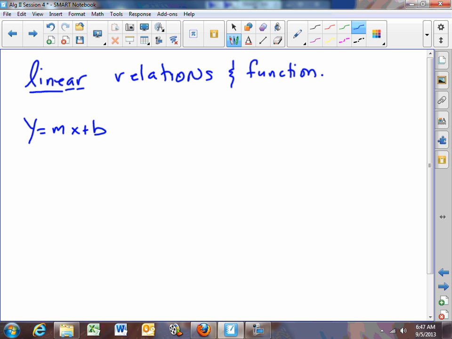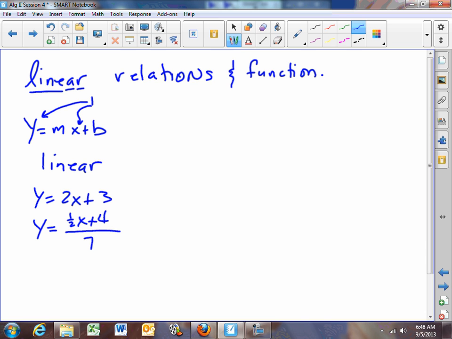Now, what you have to see is that the exponent on the y is 1 and the exponent on the x is 1. So anytime you have an equation where the exponent on the x and y are both 1 and the x and y are not multiplied together, those would be examples of linear functions. y equals 2x plus 3, y equals 1/2 x plus 4/7, 5x plus 7y equals the square root of 19. All of these things are linear.